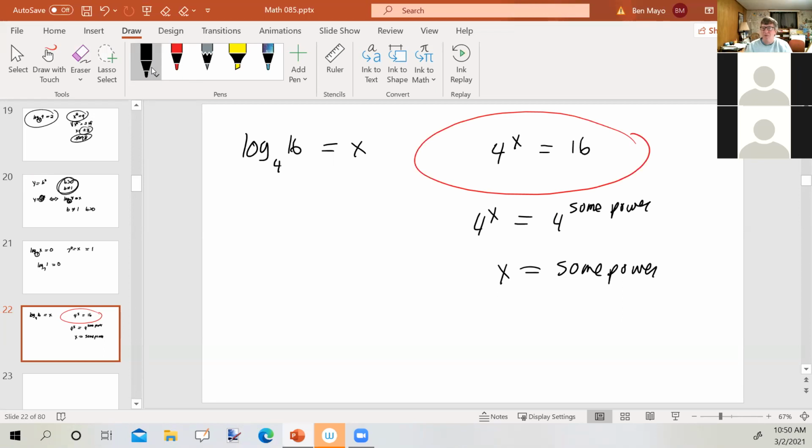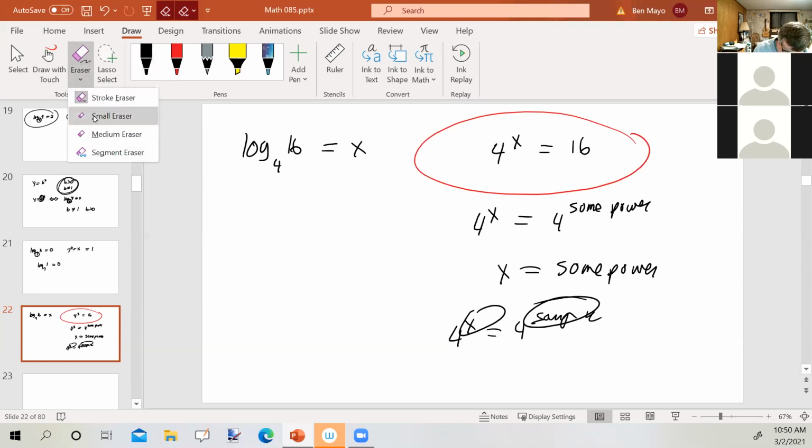This has to do with something called one-to-one functions that we aren't covering in Math 93. It's in some of the sections we skipped. So I guess you'll just have to take my word for it that in this context, if we have 4 to the x equals 4 to some power, the exponents are equal. So where does that get us? Well, let's see here.